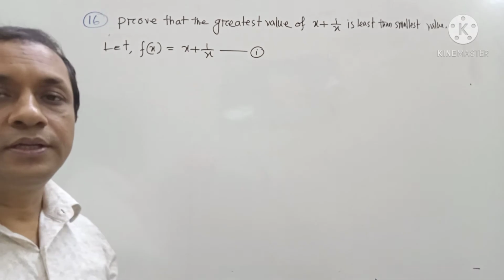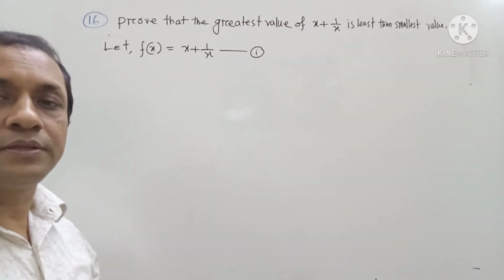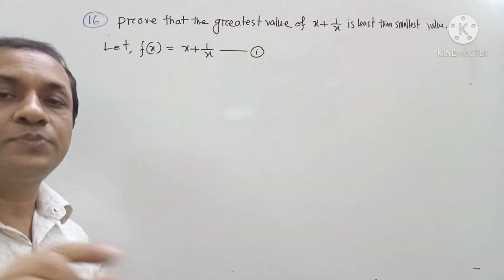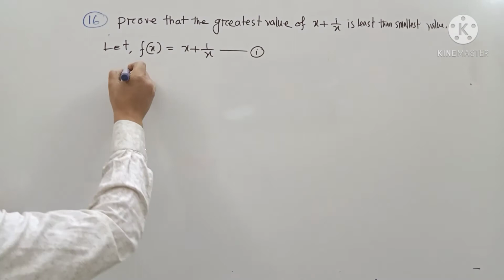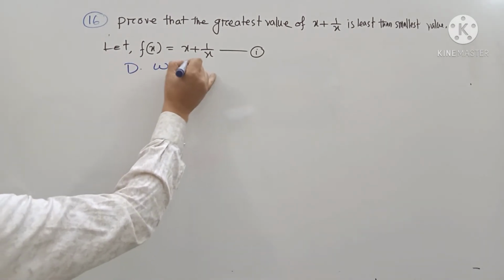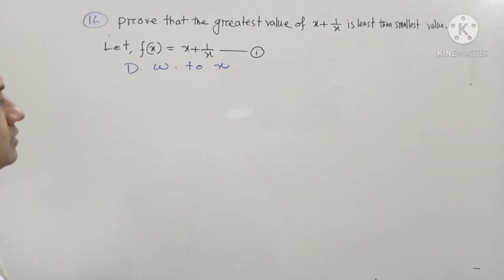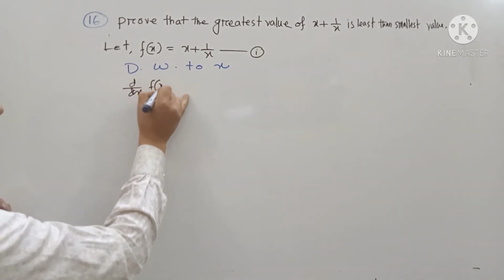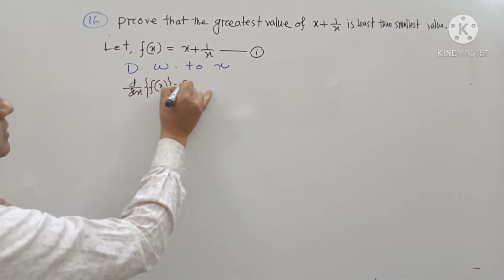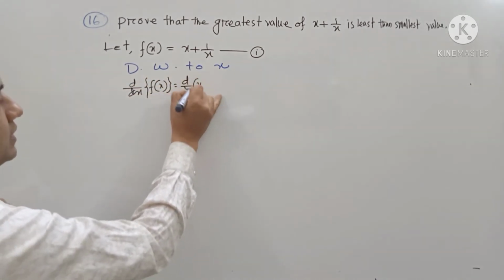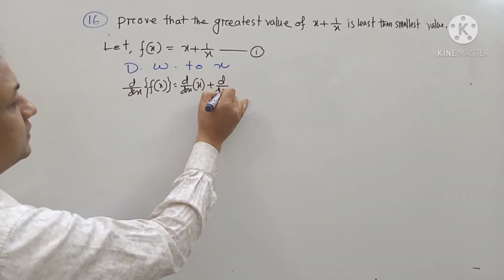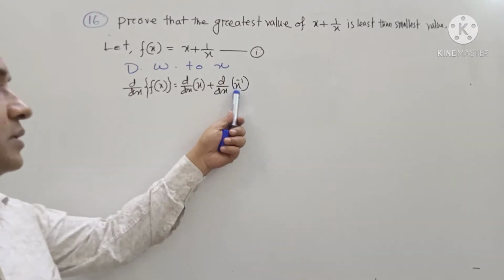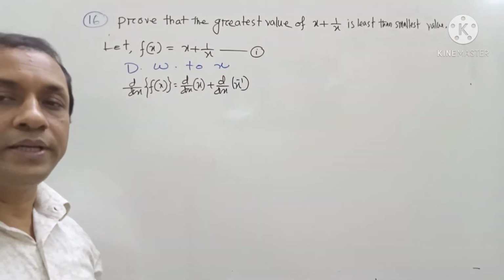Now student, differentiating with respect to x. Let f of x equals x plus 1 by x. Then, differentiating with respect to x, d/dx of f of x equals d/dx of x plus d/dx of x to the power minus 1. We can write 1 by x as x to the power minus 1.